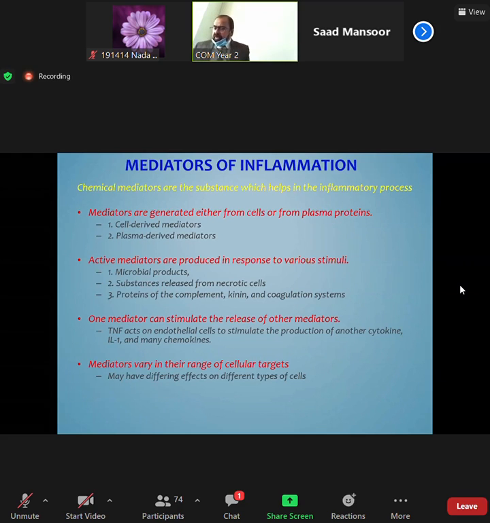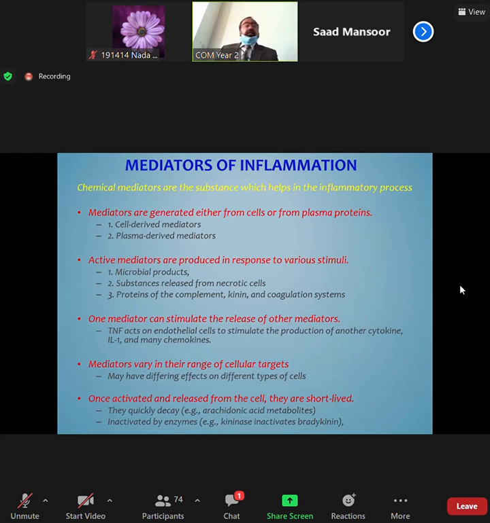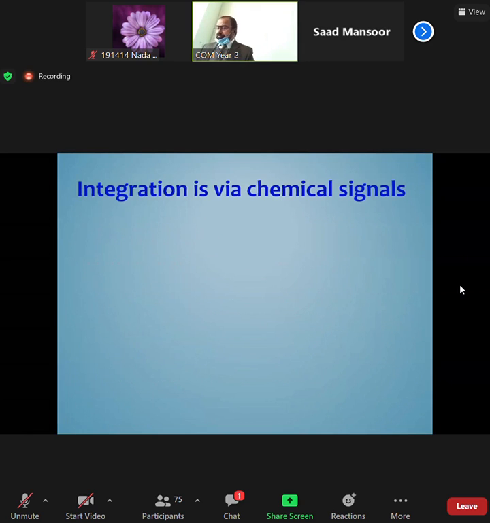Now, mediators vary in their range of cellular targets, so many have different effects on different cells. And the important thing is, once they are activated and released from the cells, they have a short life. Either they die by themselves, or there are enzymes which kill or stop those chemical mediators. You have to stop the inflammatory process, right? It should not go on forever. As it is started, it will be stopped.